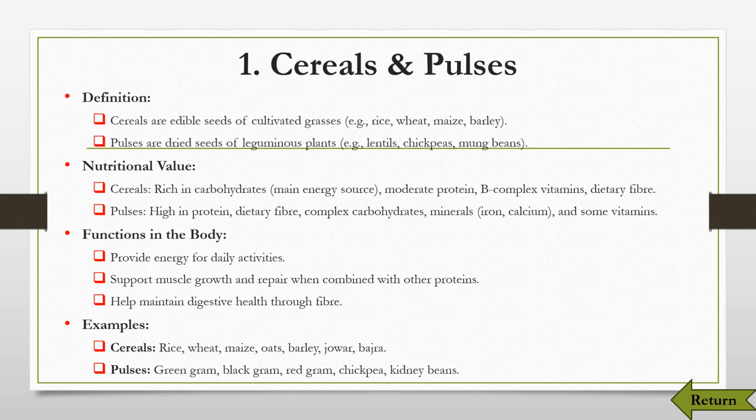Cereals and pulses. Cereals like rice, wheat, and maize give us energy through carbohydrates. Pulses like lentils, chickpeas, and kidney beans are rich in proteins and minerals. Think of a simple Indian meal: rice and dal. Rice gives energy, dal gives protein. Together, they make a complete meal. So, what do you prefer more, rice with dal or chapati with pulses?